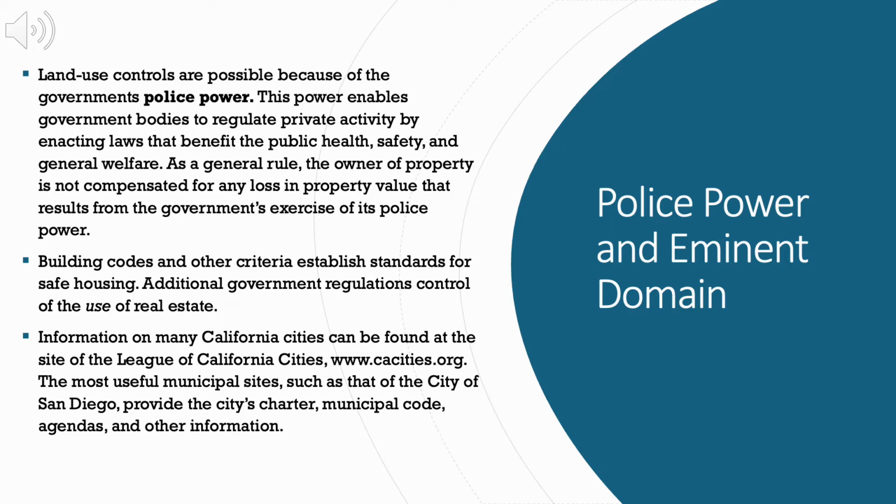Building codes and other criteria establish standards for safe housing. Additional government regulations control the use of real estate. Information on many California cities can be found at the site of the League of California Cities, www.cacities.org. The most useful municipal sites, such as that of the City of San Diego, provide the city's charter, municipal code, agendas, and other information.